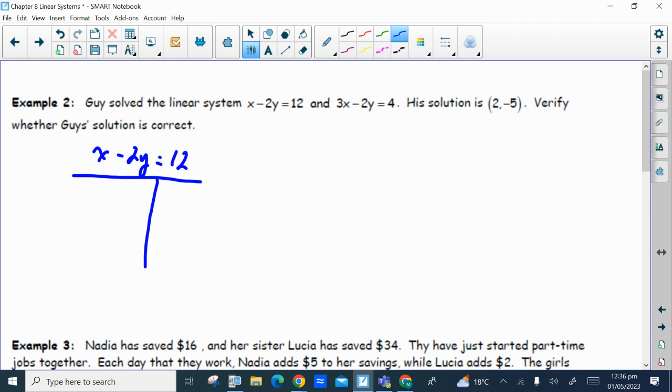meaning that the equation should be true. Left side and right side should be equal. If you let x equal 2 and y equal -5 in the equation. So that's what I'm doing here. I'm letting x equal 2 and y equal -5. So -2 times -5 is +10, and 2 plus 10 equals 12, which is what the number on the right side is. So that shows that that point works for the first equation.